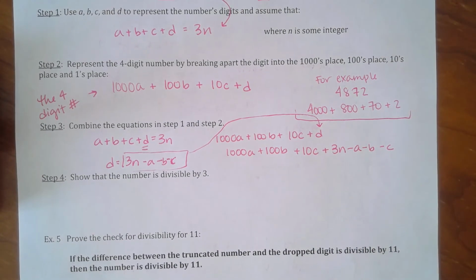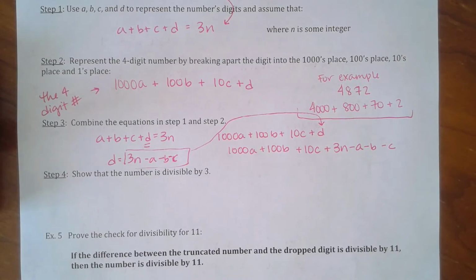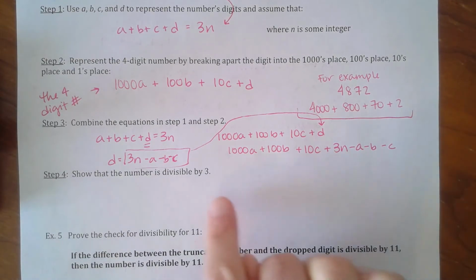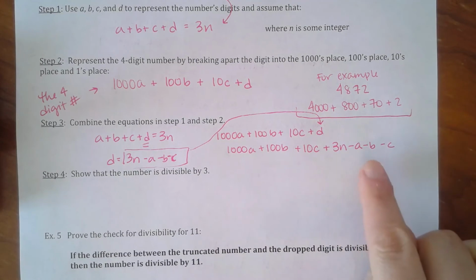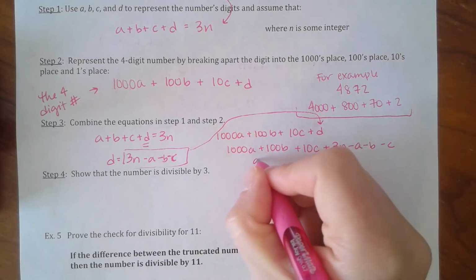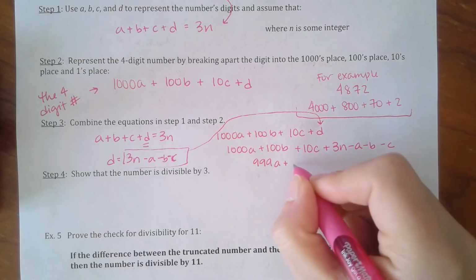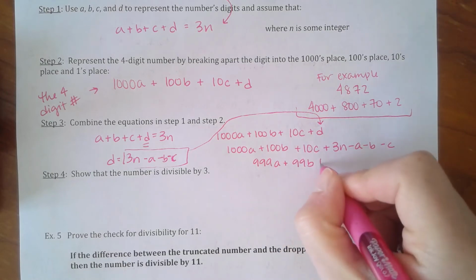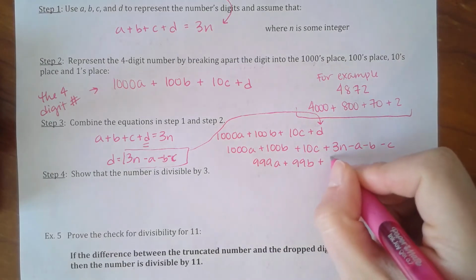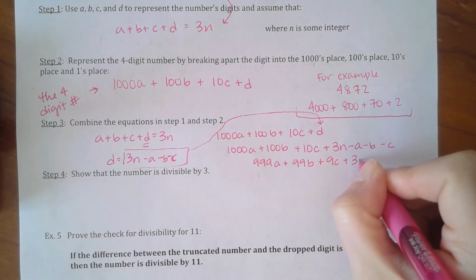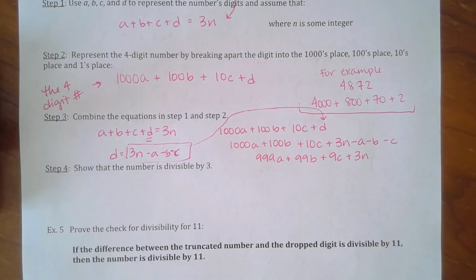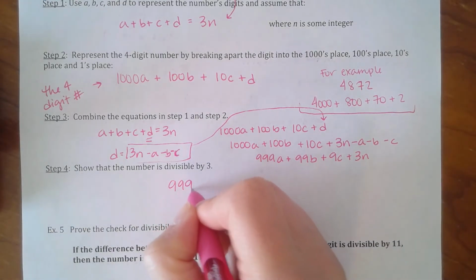Which gives me that. And I can do a little bit of simplification here. So I have 1,000A minus A, which is 999A. I have 100B minus B, which is 99B. I've got 10C minus C, which is 9C, plus 3N. So now our last step here is to show that that's divisible by 3. So I'm dealing again with this expression.